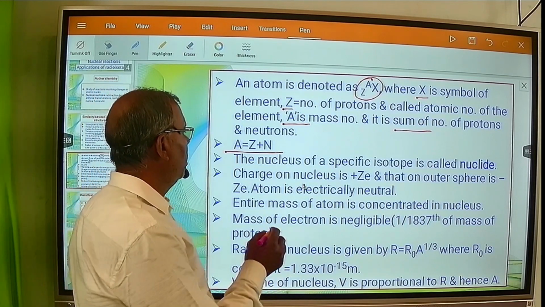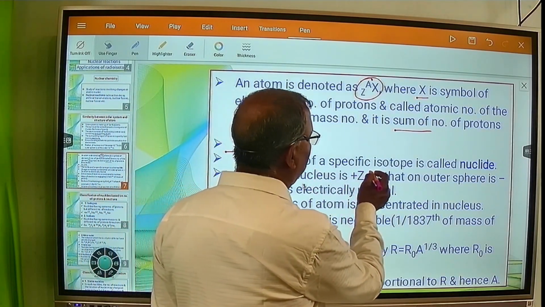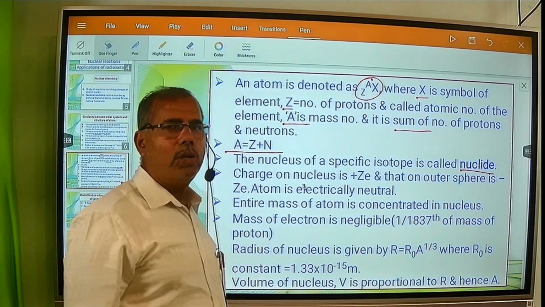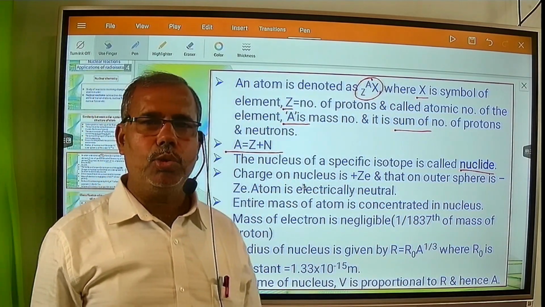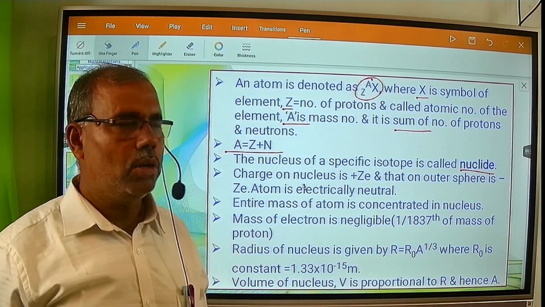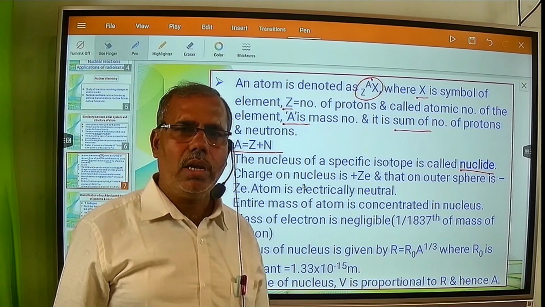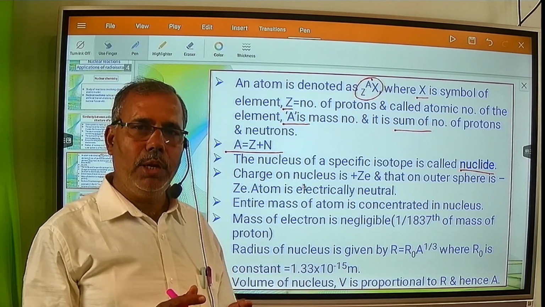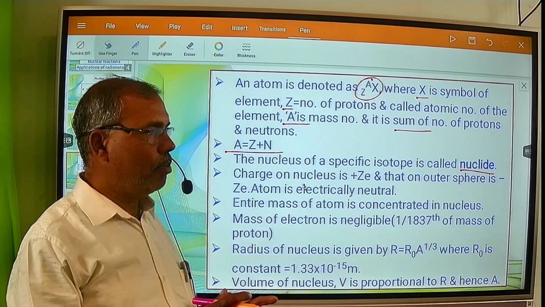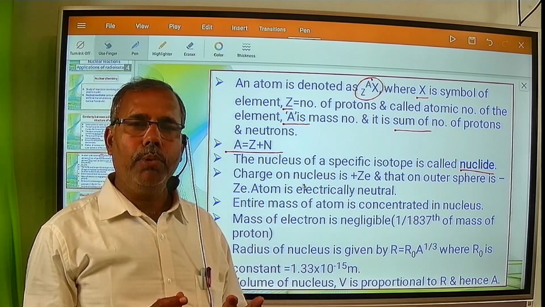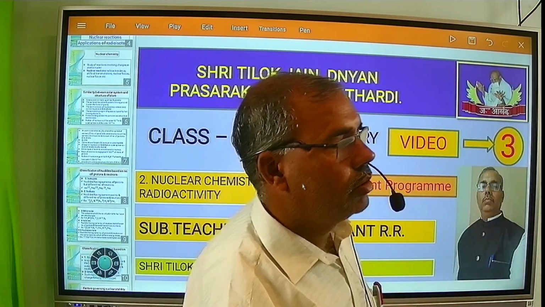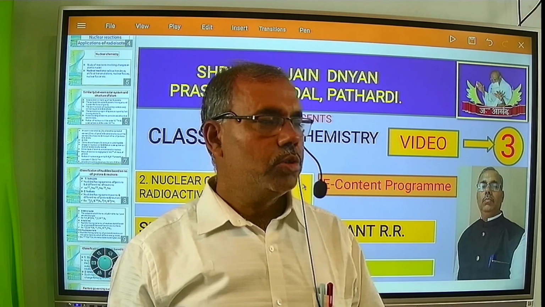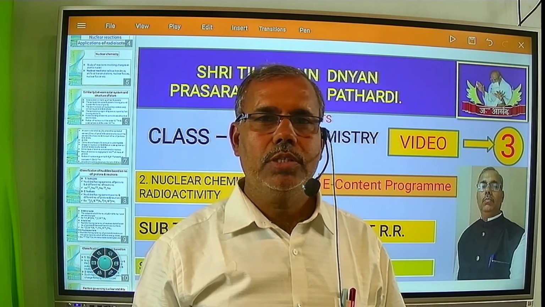The nucleus of a specific isotope is called a nuclide. Now what is a nuclide? The nucleus of a specific isotope of an element is called a nuclide. Now what are isotopes? Isotopes are the different species of the same element, having the same number of protons but different number of neutrons, and hence different mass number.